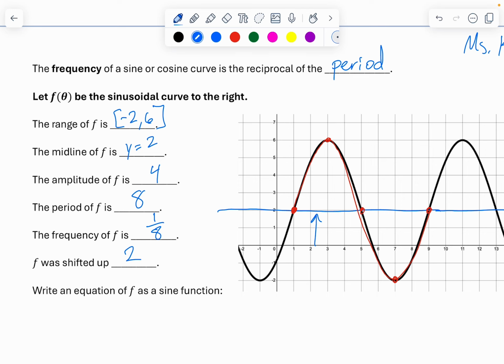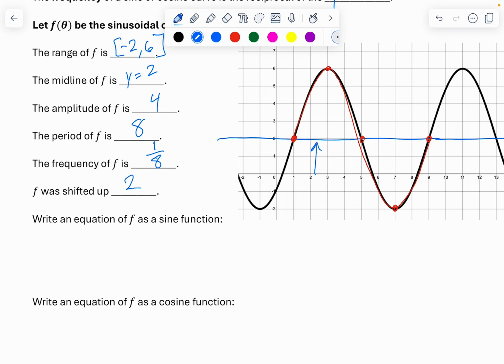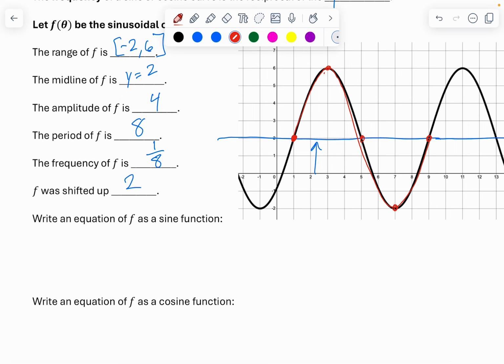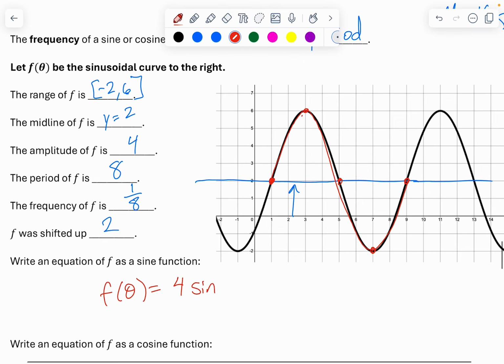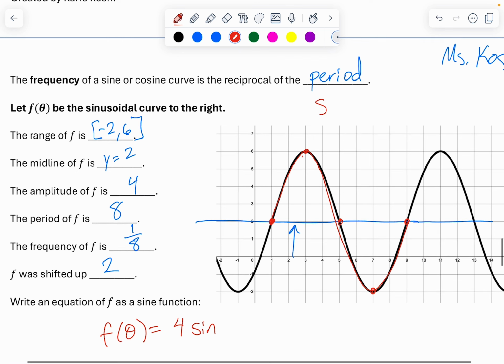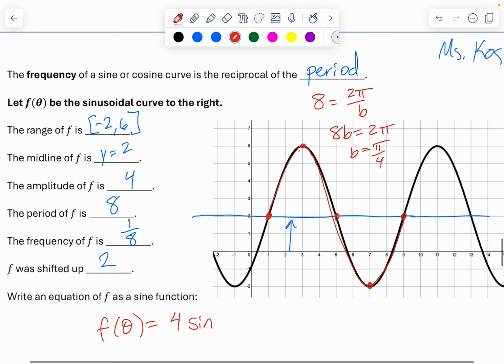Okay, so now I want to write an equation as a sine function and then as a cosine function. So in red, I notice if I use these 4, I lied, that's 5 points. If I use these 5 points, then I can say f of theta is equal to, well, what's the amplitude? 4. And notice I went up first, so I don't need to make that a value negative. It can stay positive. And then I'm going to use sine. Okay, my period was 8, but the new period is going to be 2 pi over b. So that tells me I have 8b is equal to 2 pi. Therefore, b is equal to pi over 4.